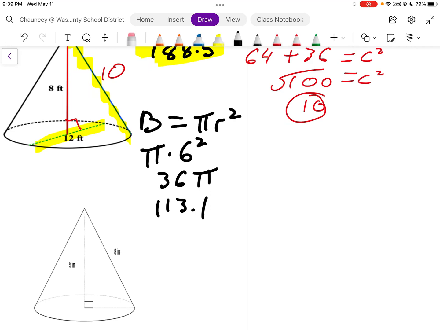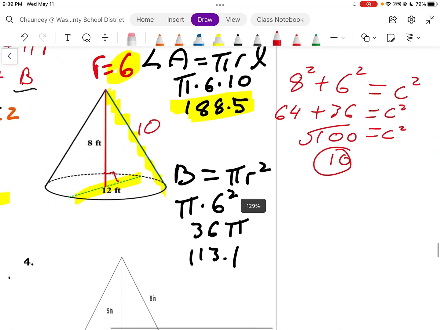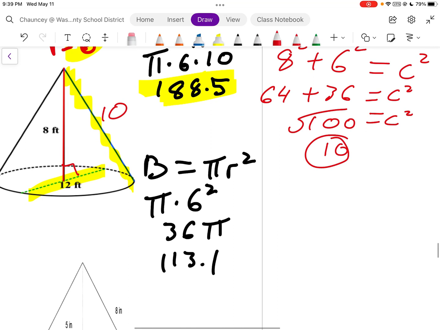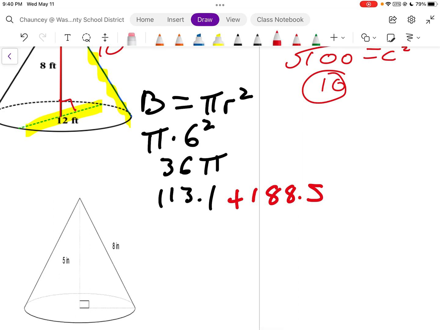So once you have that, you plug it into your lateral area, which is 188.5 plus 113.1. So if you plug that in, 188.5 plus 113.1, and you end up with, we'll say 301.6 feet squared. And that is your surface area for that cone.